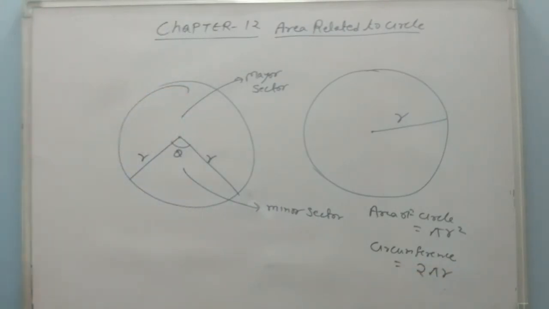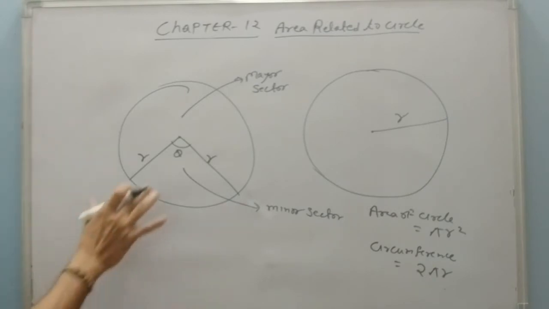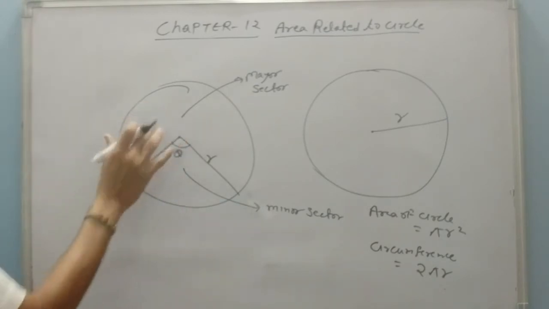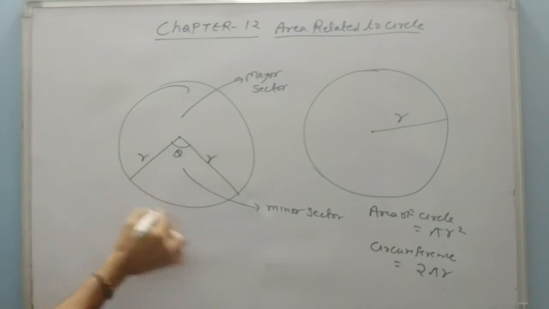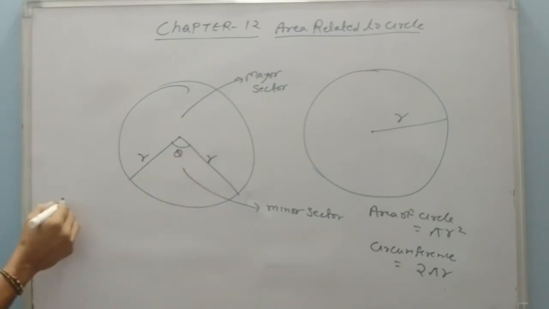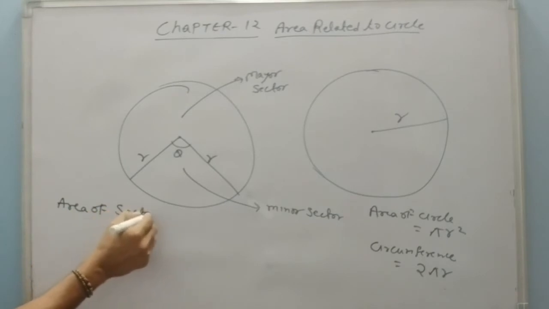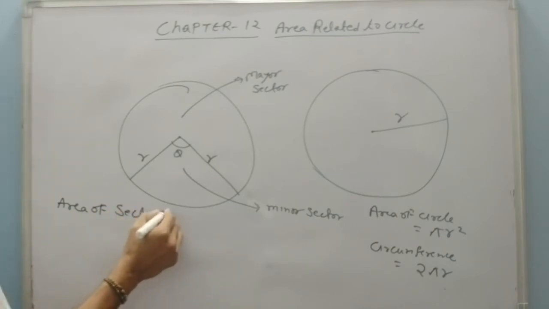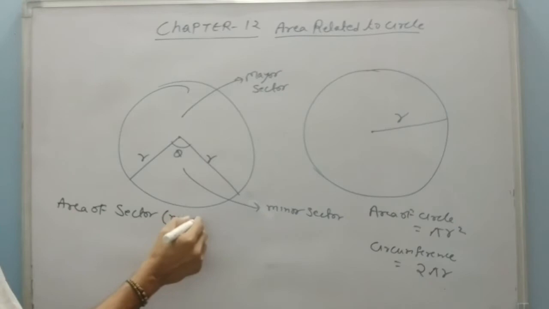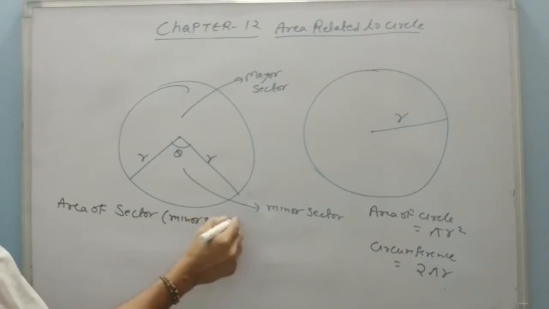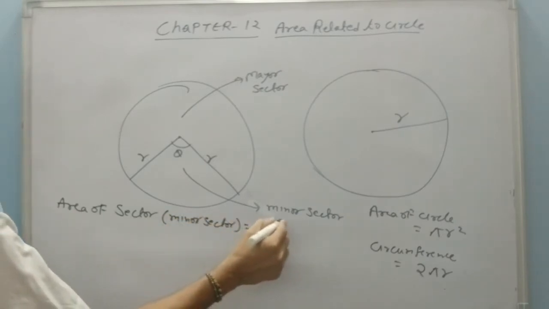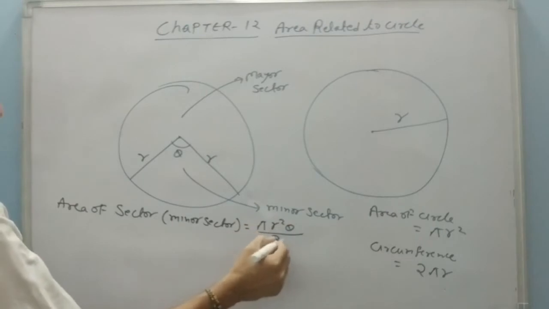Similarly, in the case of the sector, we remember that a sector divides the circle into two different parts. The first part is this one and the second part is this one. If I want to find the area of this sector, we can say sector or minor sector, it means the same, the area is pi r square theta upon 360.